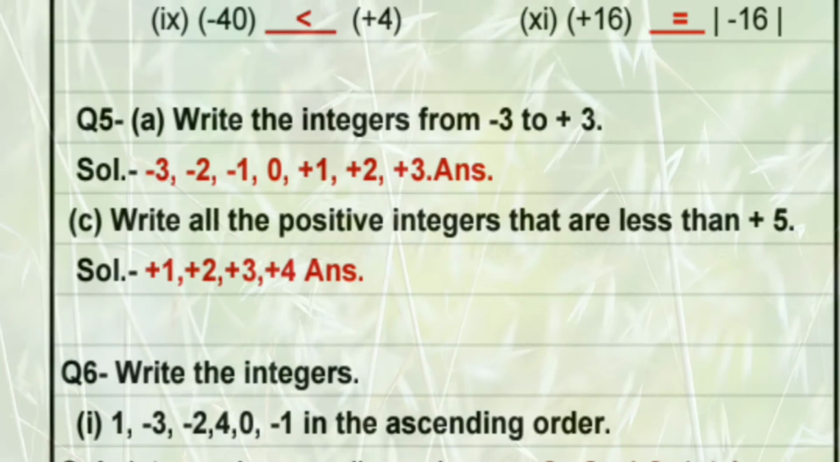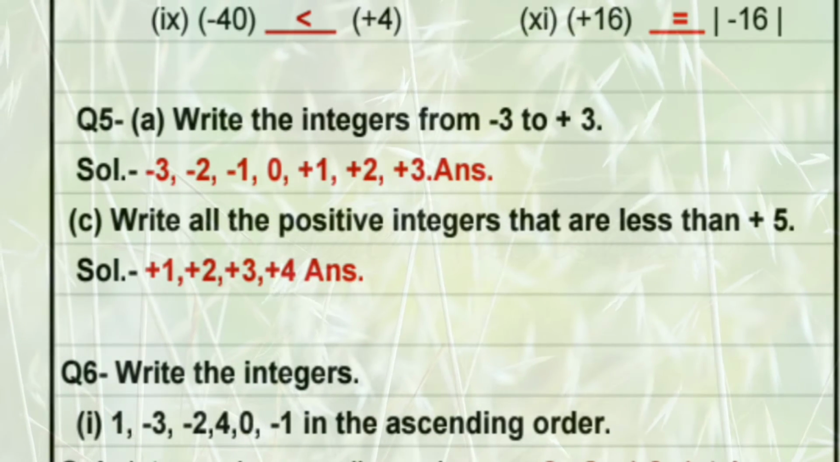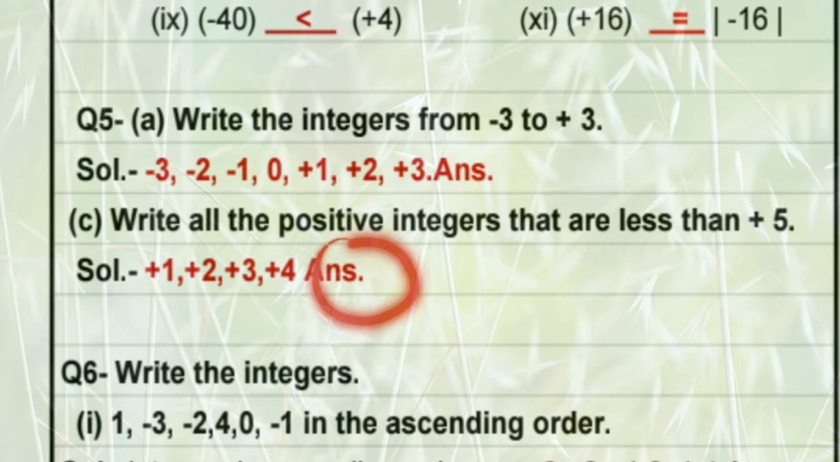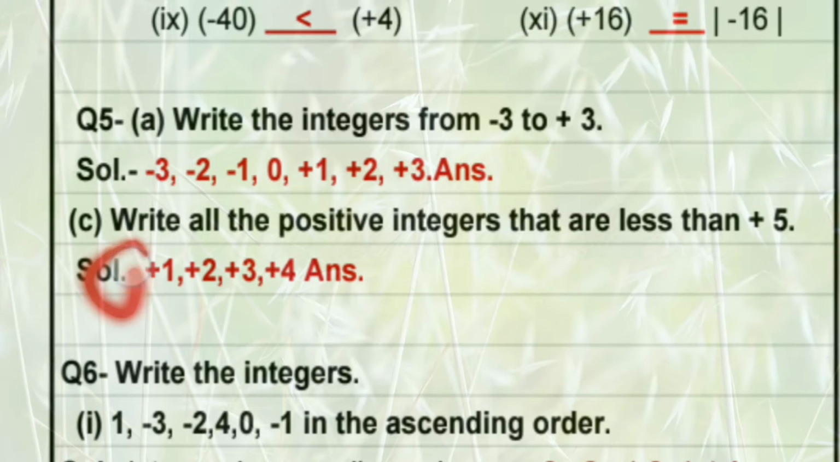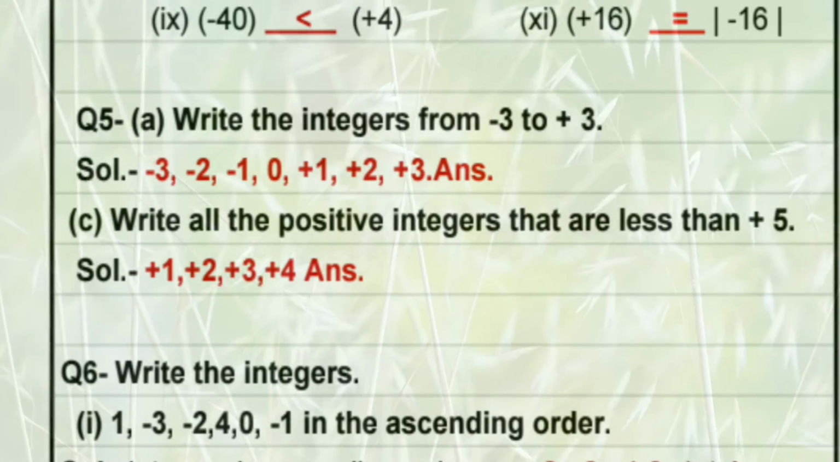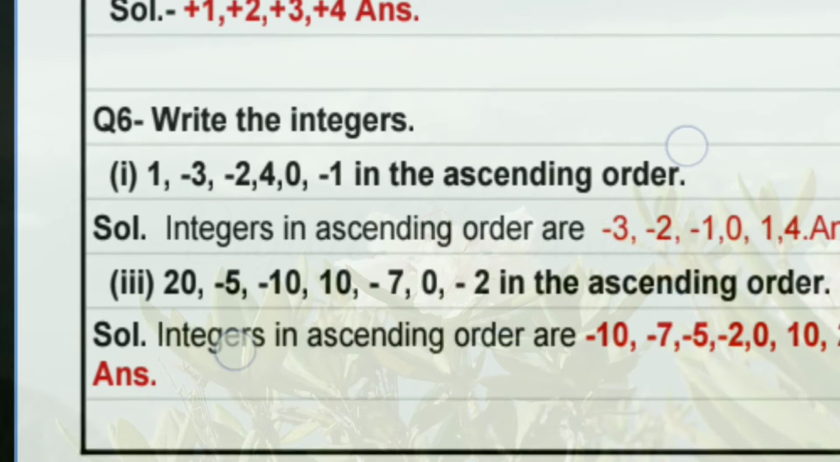So all the numbers you will write like this. Less than 5, so we will not include 5 in it. And 0 is not a positive number, so that is why we will not include 0 also before 1. I hope now all the things are clear to you. Let us see the next question.